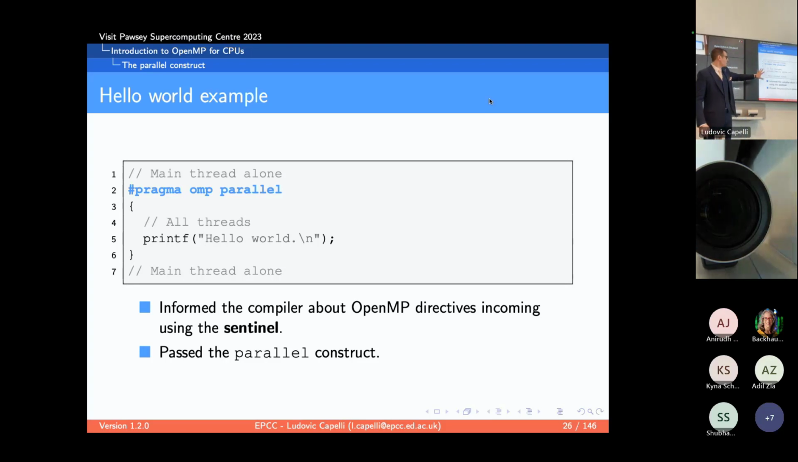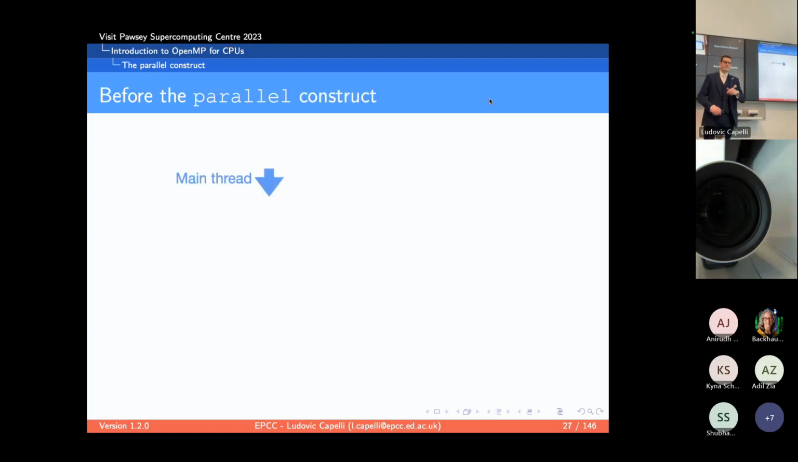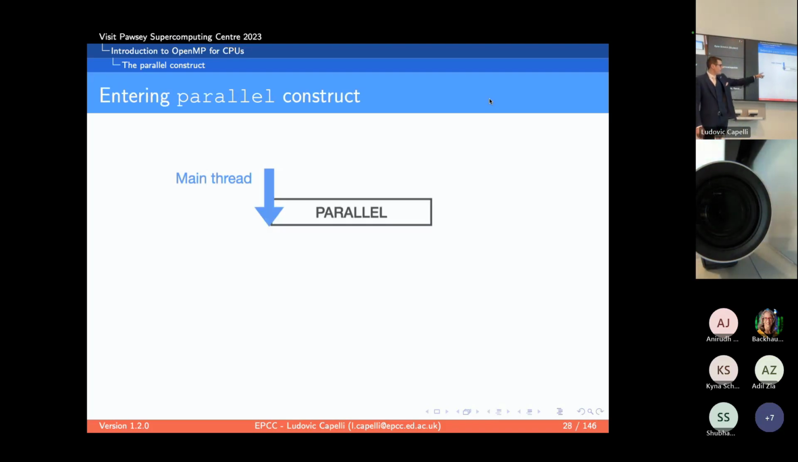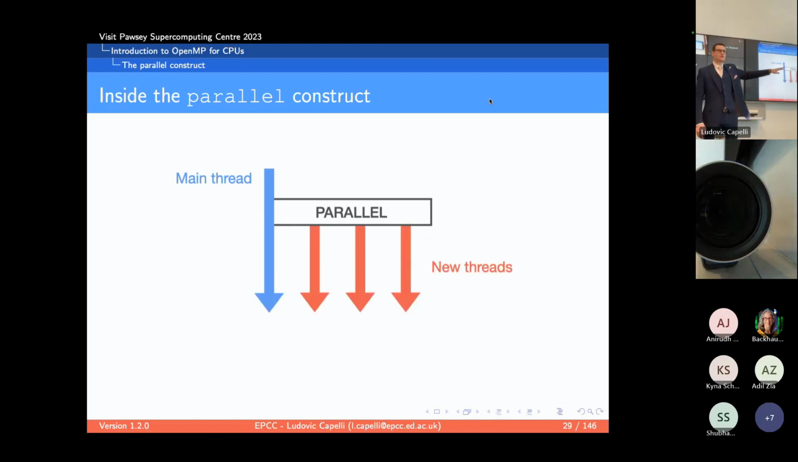Let's see what happens really. When you run a program, you have a main thread, so in our case, this printf. Now, when the compiler encounters this parallel construct, this is where everything begins, it spawns the threads. We'll assume four threads here. The compiler will do that for you automatically. And every single thread will execute the entirety of the code that is between the curly brackets, or in Fortran between parallel and end parallel. Every thread will do everything.